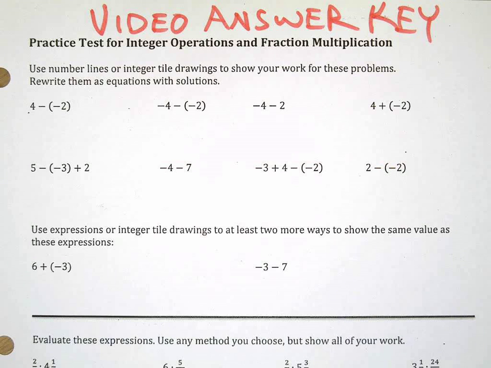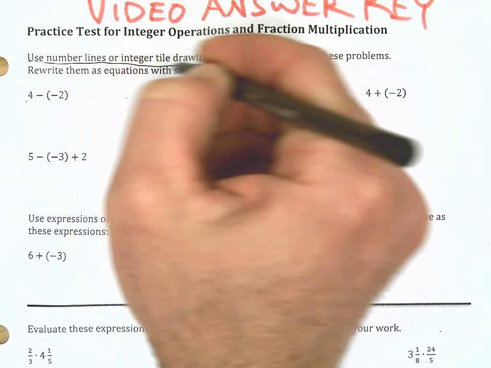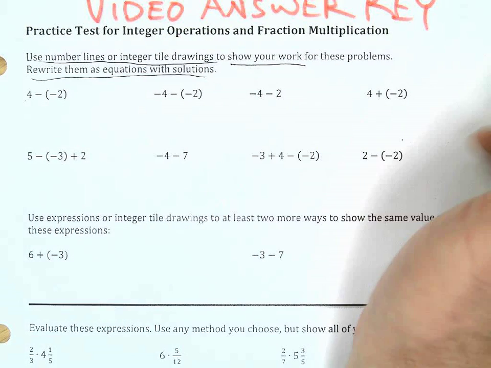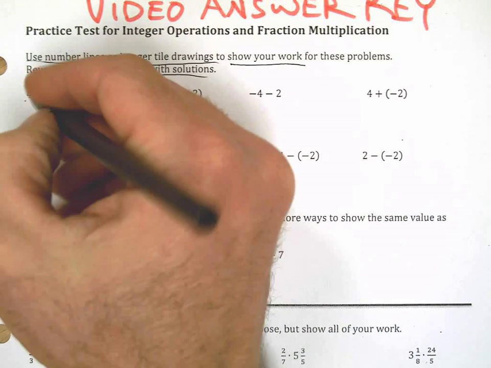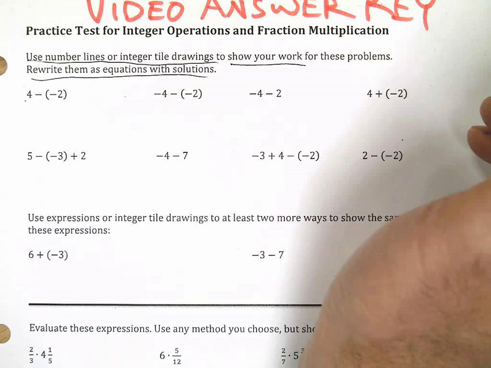Okay? I'm going to go quickly because there are a lot of problems here, and you have a short attention span, probably, just like me. So here we go. We're going to use number lines or tile drawings to show work, and then rewrite them as equations. As we've been doing in class, we're going to use tile drawings. I have other videos on this channel, Whitcher Math, that show you how to use those tiles.